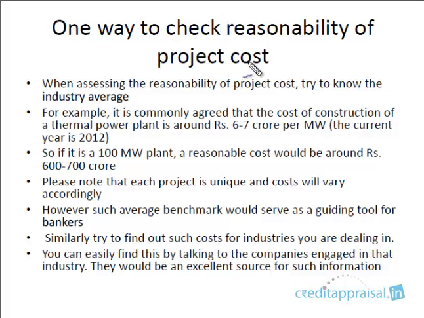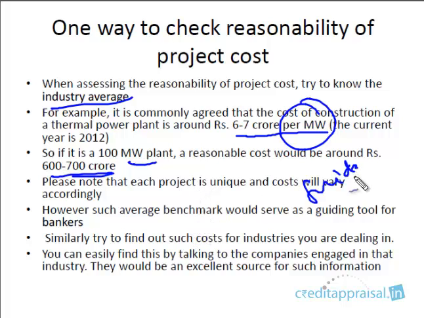So if possible, there is one way to check the reasonability of project cost. Usually there will be what is known as industry average. For example, it is commonly agreed that to construct a thermal power plant, the cost is approximately 6 to 7 crores per megawatt. This is not true in every case, but on average this is a commonly agreed figure. So if it is a 100 megawatt plant, a reasonable cost would be around 600 to 700 crores. Each project is unique and cost will vary, but this will serve as an average benchmark. You can use it as a guide.